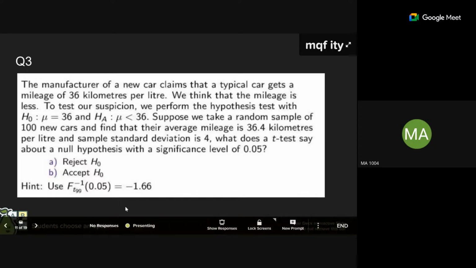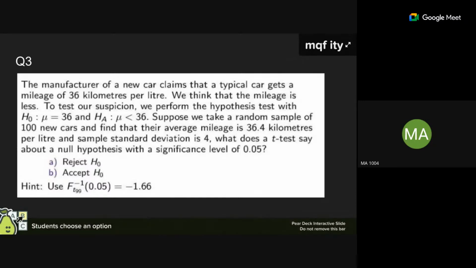So just tell me what the question is about. Can anyone explain it? Or is it clear to you?